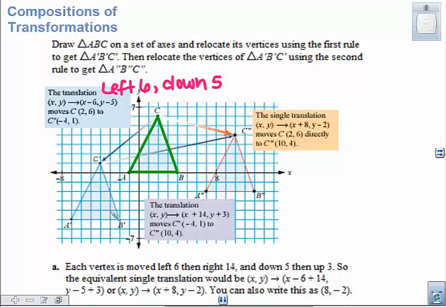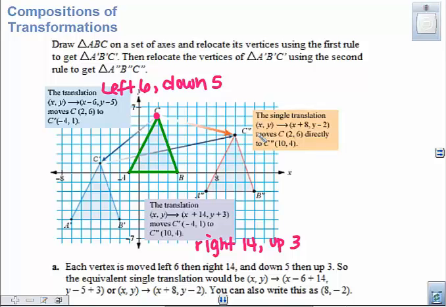So we're coming from A prime to A double prime. So from this new image, our first translation, we're going to follow the rule (x plus 14, y plus 3). Okay, so this is horizontal and it's positive, so that means it's to the right 14 and up 3. So C is then to the right 14 and up 3. So C initially went here and then here.